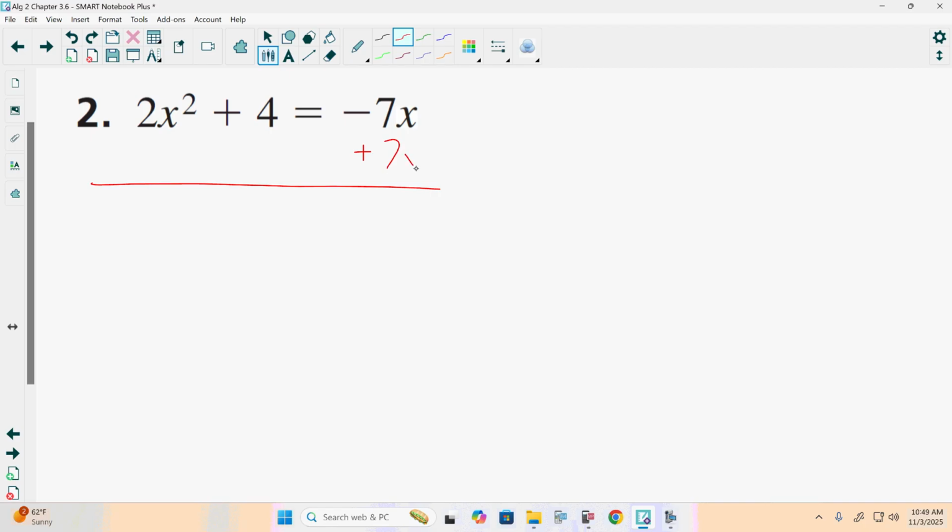Let's look at the next one. 2x squared plus 4 equals negative 7x. Again, the first thing we need to do is get this equation equal to 0. To get this equation equal to 0, we're going to have to add 7x to both sides. On the right-hand side, negative 7x plus 7x is 0. On the left-hand side, our 2x squared, positive 7x, and positive 4 are not like terms, so we're just going to write it in standard form. Our standard form is ax squared plus bx plus c.